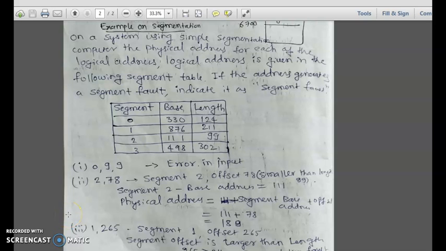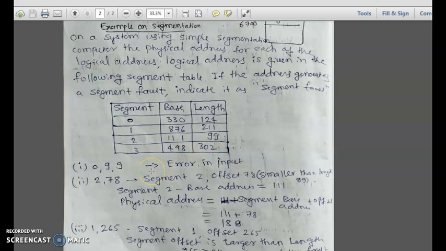Let us understand segmentation with a numerical example. The problem definition: on a system using simple segmentation, compute the physical address for each of the logical addresses. The logical address is given in the following segment table. If the address generates a segment fault, indicate it as segment fault. So we have segments 0, 1, 2, 3 here. Base addresses are 330, 876, 700 and 498, and the lengths given are 124, 211, 99 and 302.